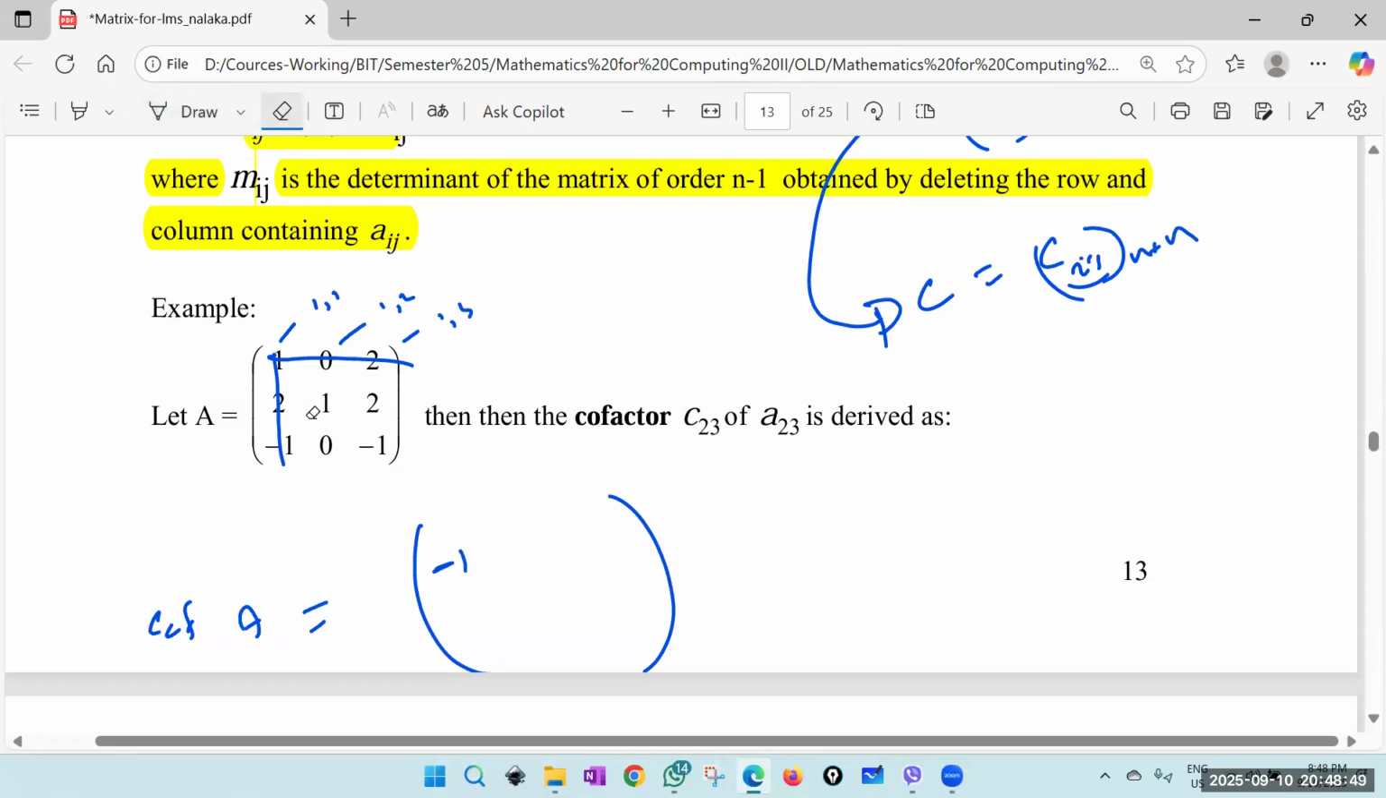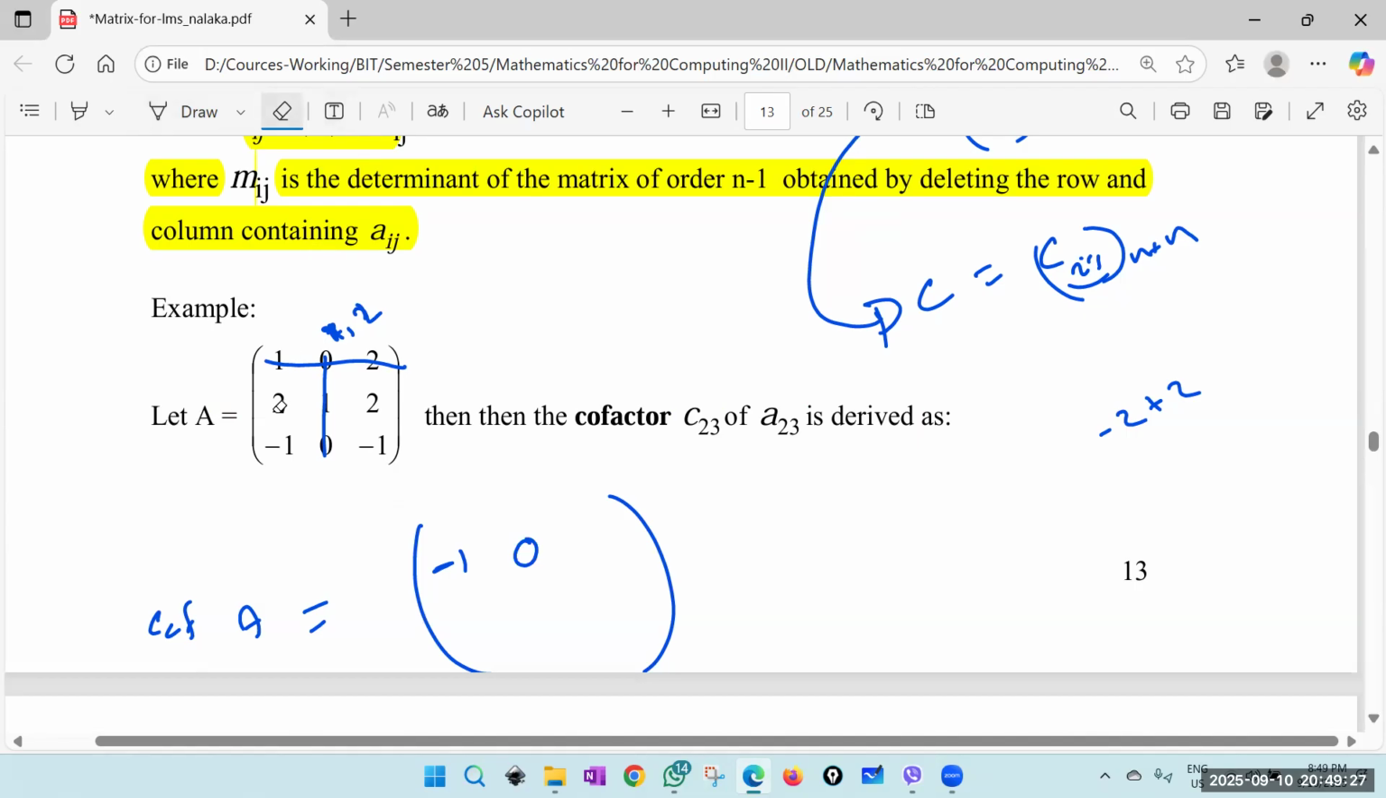Then you take the next value, so you shade this. This is position 1,2, which is odd. That means you have to multiply by minus 1 also. Now the determinant of 2 minus 2, 2 minus 1 minus 1: that is minus 2 minus minus 2, which is plus 2, that is 0. Anyway, this is also 0.